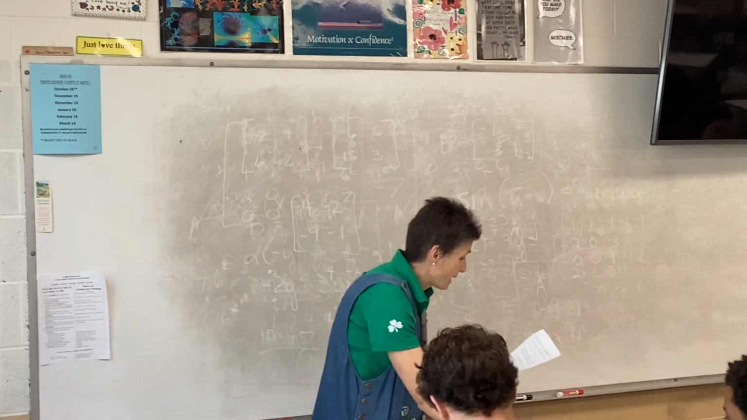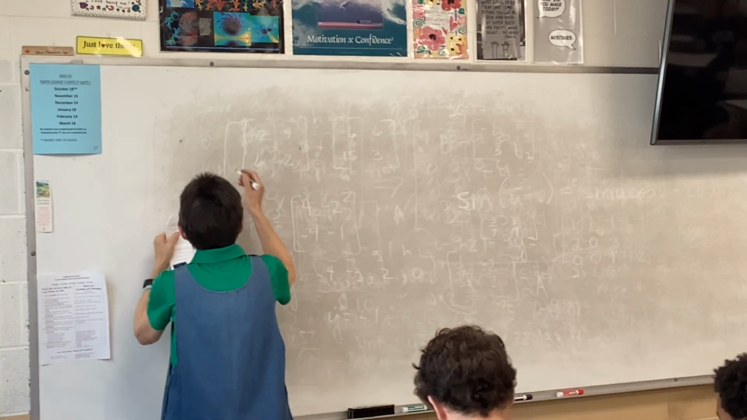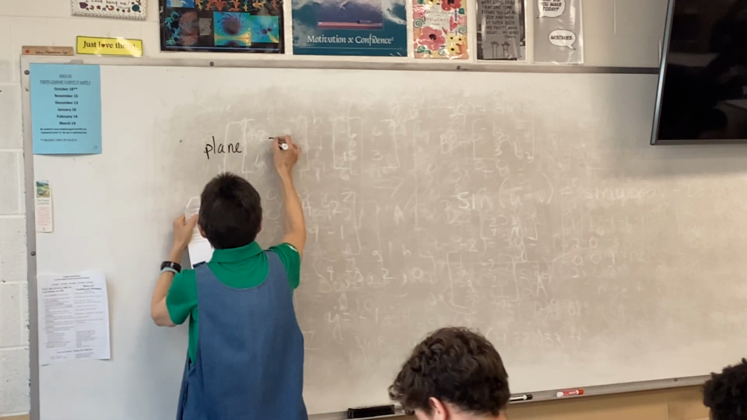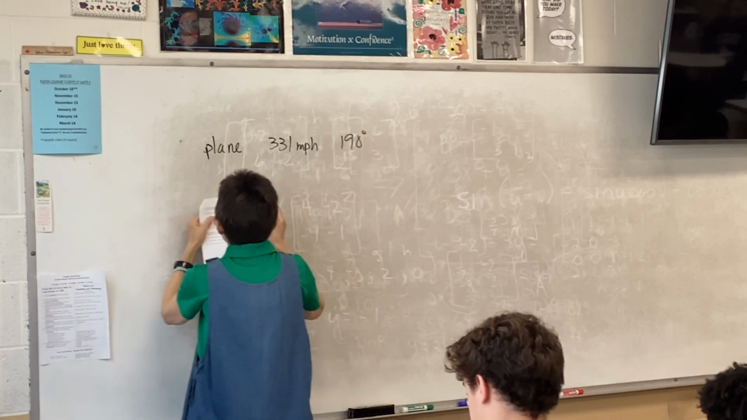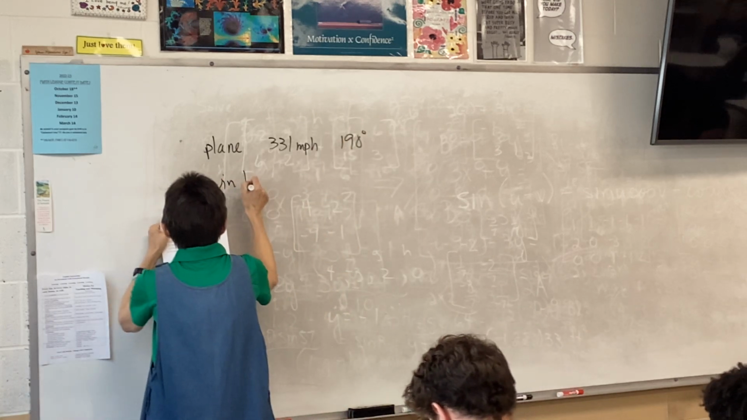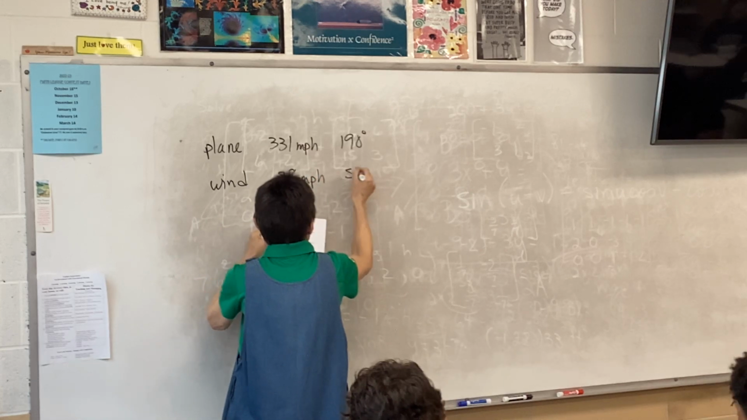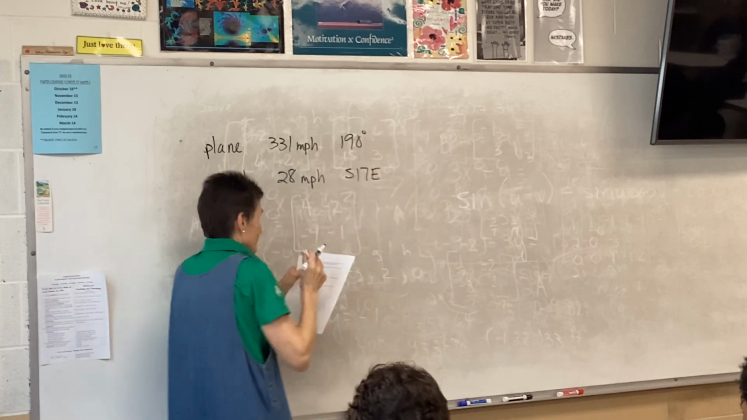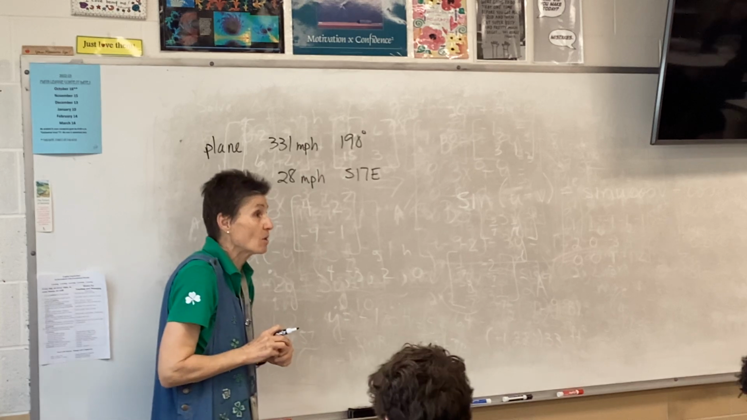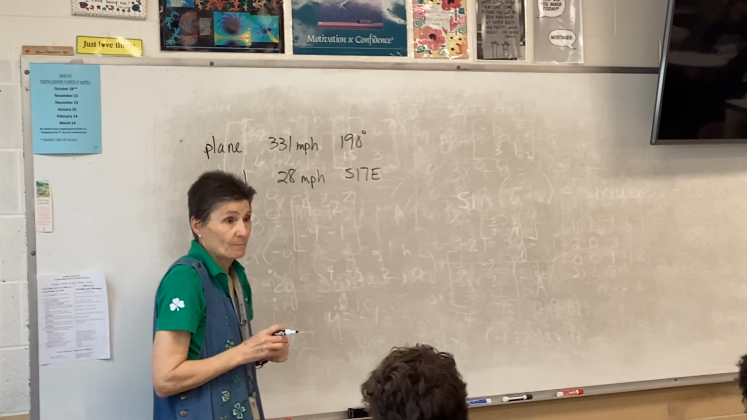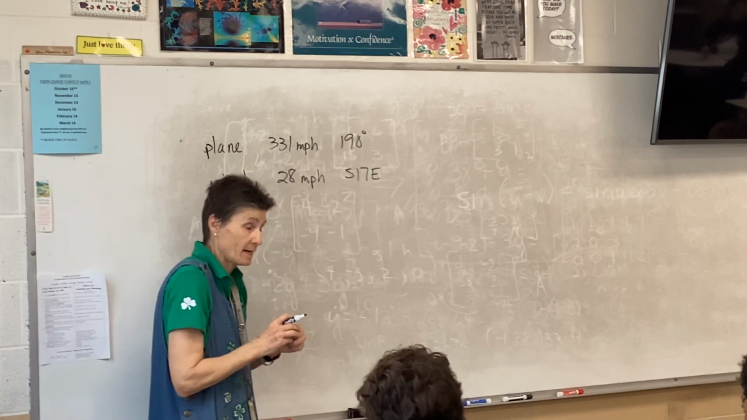All right, so we have a plane track. The plane is going 331 miles an hour on a course of 190 degrees. And then the wind is 28 miles an hour on a course of south 17 degrees east. I'm going to do some work with both of those, but that's the given. And I want to find the resultant, the actual speed and direction. Okay, what is resultant? How do I get to X?